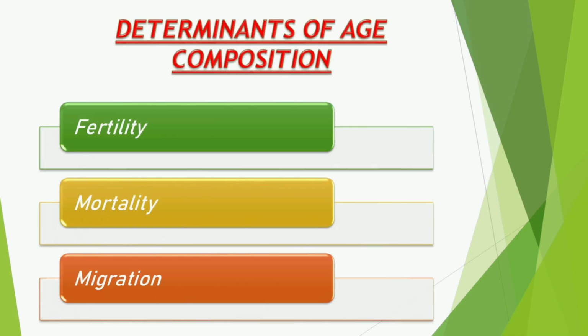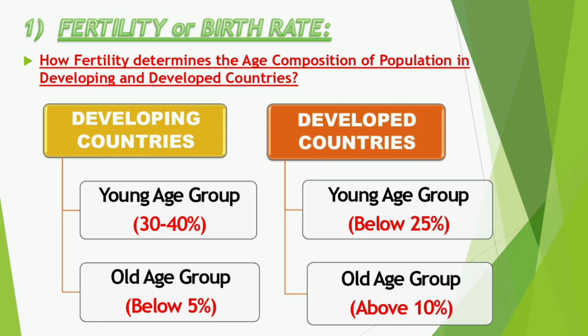There are three main determinants of age composition. The first one is fertility, the second one is mortality, and the third one is migration. These three are interrelated. A change in one can affect the other, and together they reflect the social and economic conditions of a community. The first one is fertility or the birth rate.